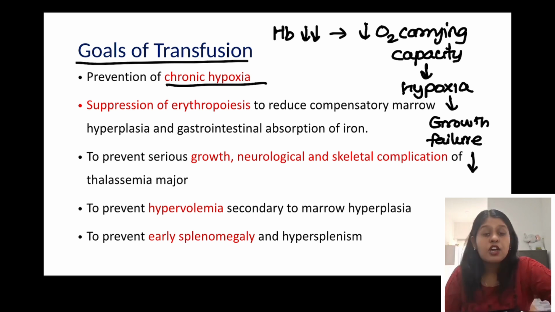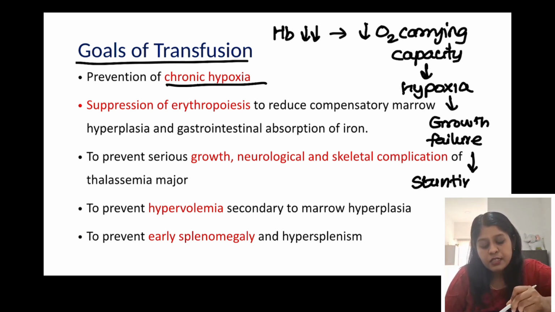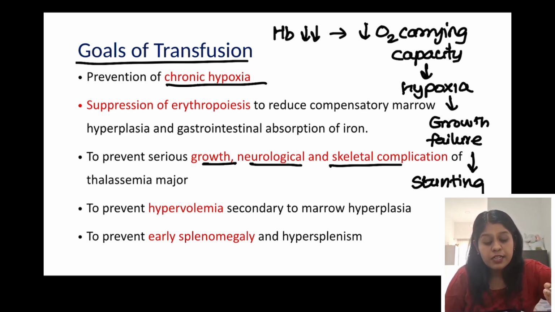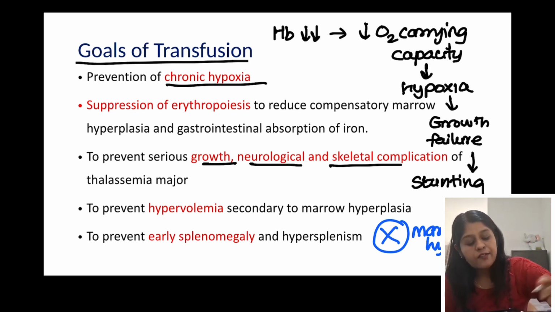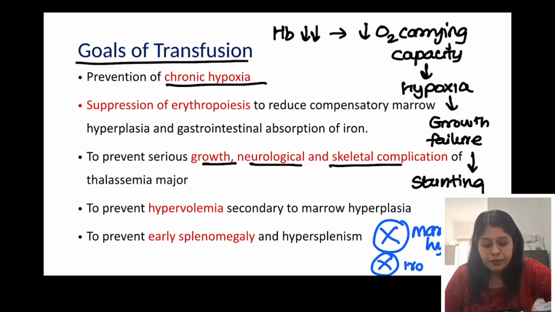So this chronic hypoxia can be prevented by transfusion, to prevent serious growth, neurological and skeletal complications, and also to suppress erythropoiesis. So I am going to reduce the compensatory marrow hyperplasia and also the compensatory GI absorption of iron, because the child is already being given multiple transfusions. On top of that, if the child continues to absorb iron from the intestine, the child is going to go into iron overload faster. So I'm going to prevent iron absorption in these children.